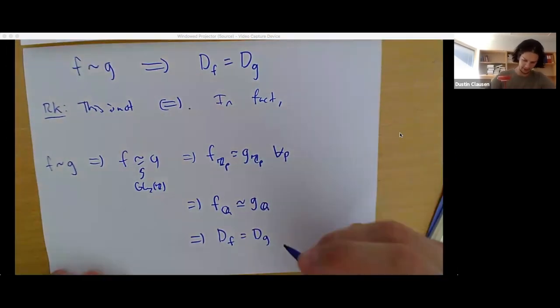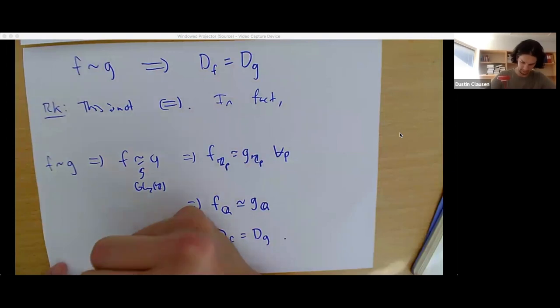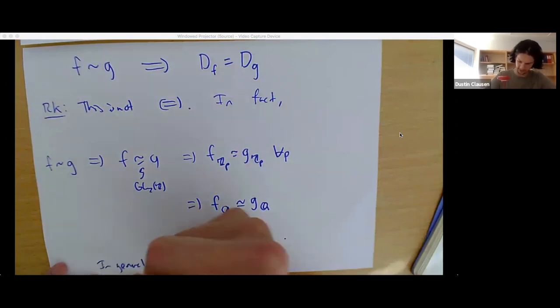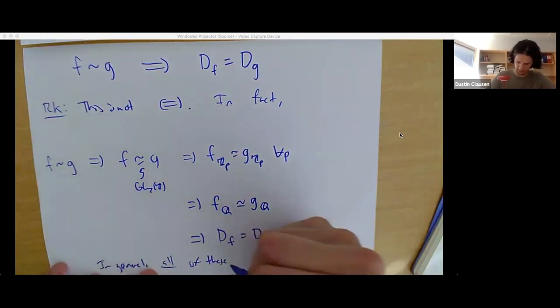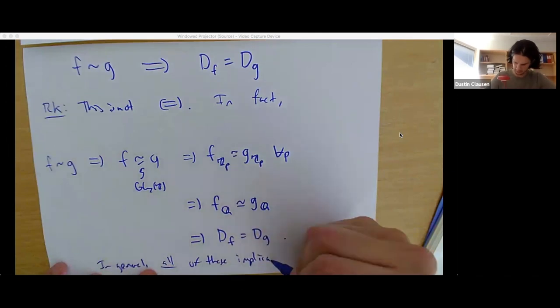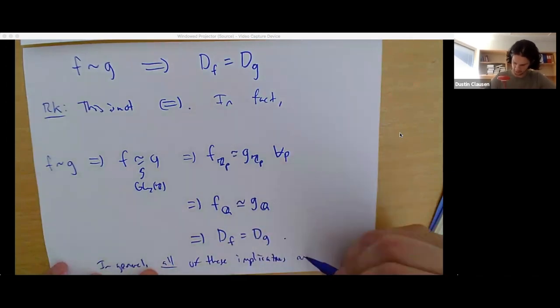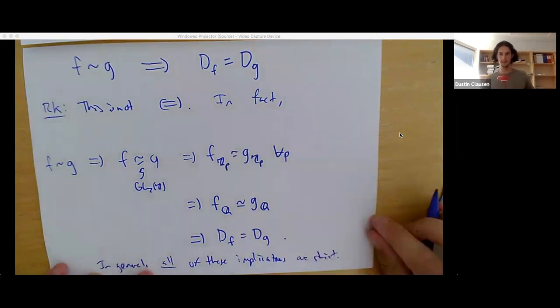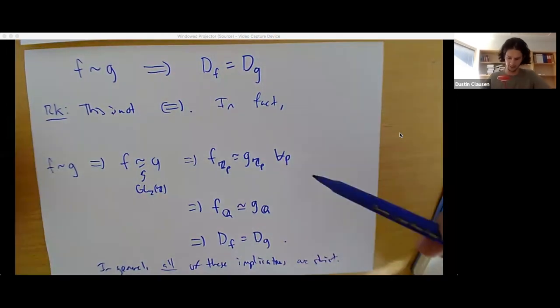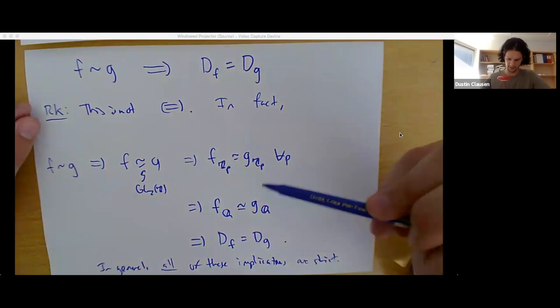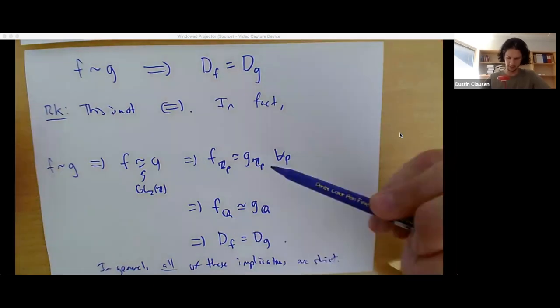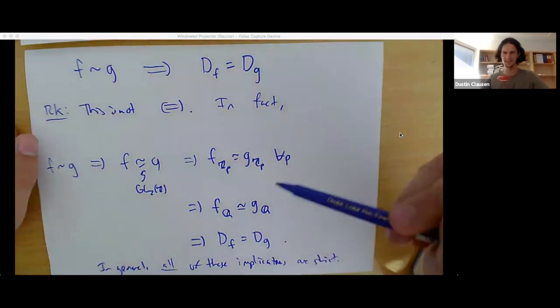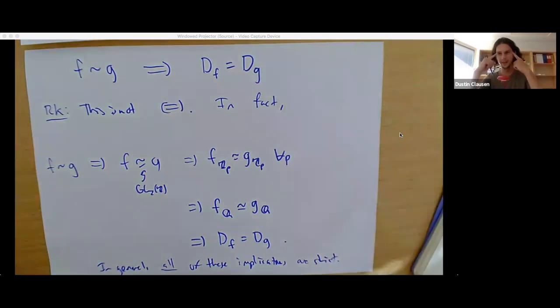And in general, all of these implications are strict. And maybe there's one implication that's not quite obvious. I guess this one. So why, if they're isomorphic over the p-adic integers for all p, are they isomorphic over the rationals? Can anyone give me the reason?